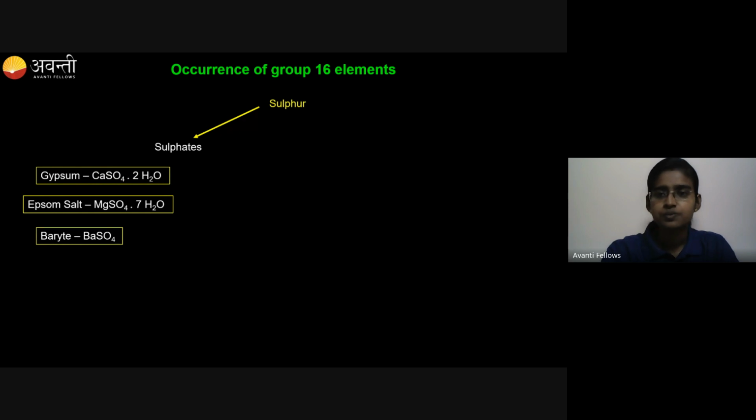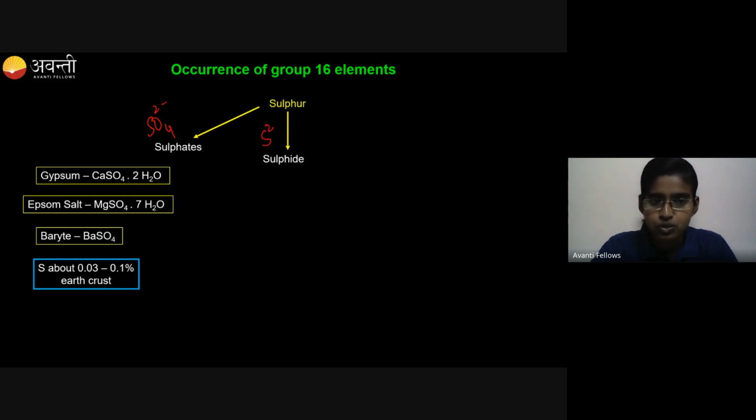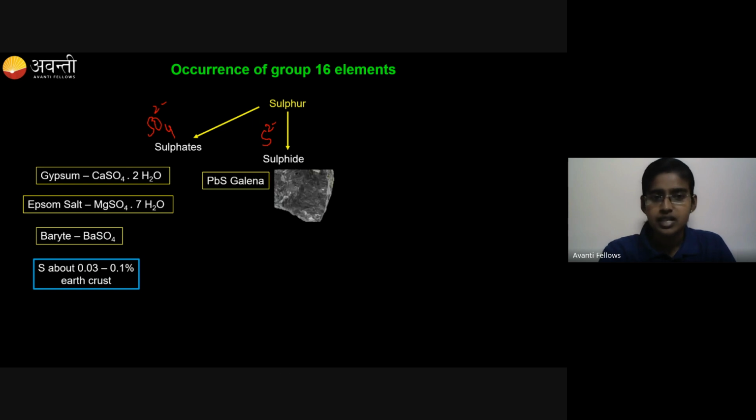Now in the earth's crust also sulfur is present, but only in a very small amount, that is 0.03 to 0.1%. This is the sulfate story of sulfur. Not only in sulfates, in sulfides also sulfur is there. Sulfate means SO4 2- containing compounds. Sulfide means S2- containing compounds. Galena is called lead sulfide, PbS. Here Pb2+ and S2- ions are there. So it is present as sulfide in galena.